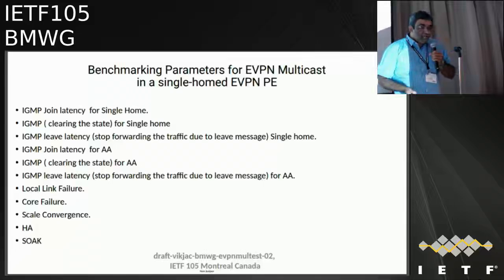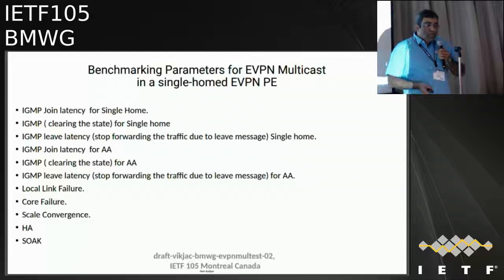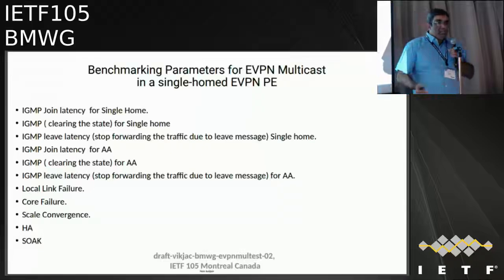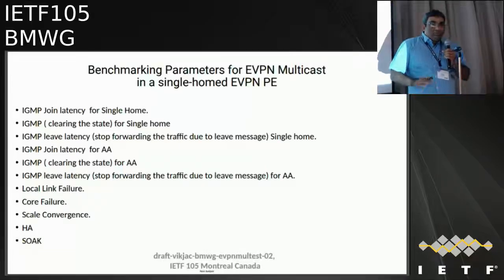Then there is the traditional high availability test, run for a period of 24 hours, to see that we are not getting any core or any memory leaks. High availability is where there is a routing engine failure, and how fast it takes the load. We are also defining the soak, which runs for 24 hours. The expectation is that the system should perform as expected, with no memory leak and no core generated. So these are the parameters we are defining for benchmarking these EVPN IGMP proxy services.